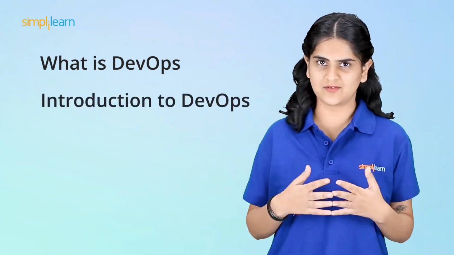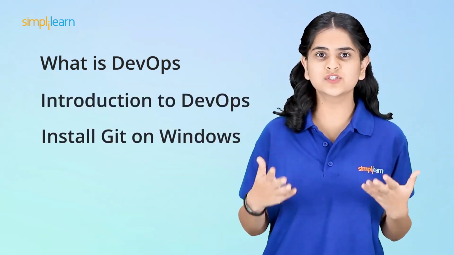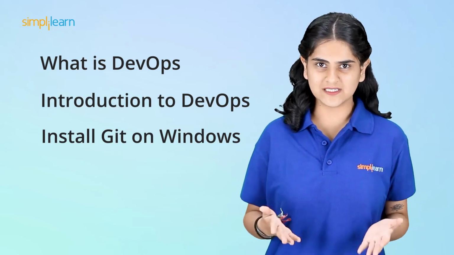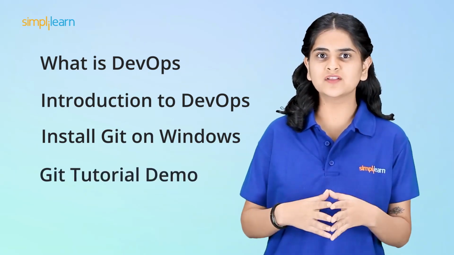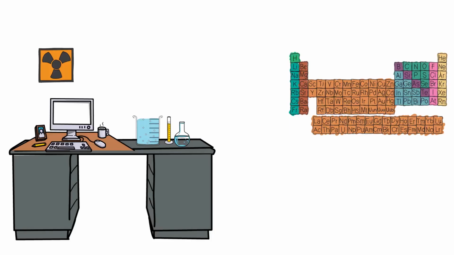First, we'll understand what is DevOps and look into an introduction to DevOps. Then, we'll see how to install Git on Windows. Following this, we will learn about Git tutorial with hands-on demo. Finally, we'll run through some of the most important Git commands. Let's first look at a small animated video to understand the basics of DevOps.